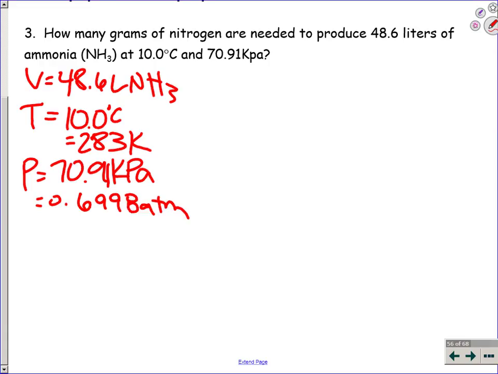Okay, so we have V, T, and P, talking about the temperature and pressure of the experiment plus the volume of the ammonia gas. Kern, what else is important? Or what's some information we need that's in the question? 48.6 liters of ammonia. So we already have that here. We have volume, temperature, and pressure. Give me something else.